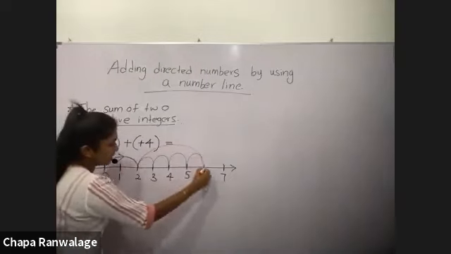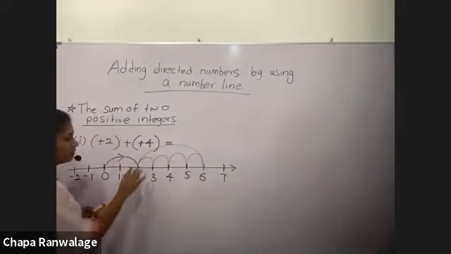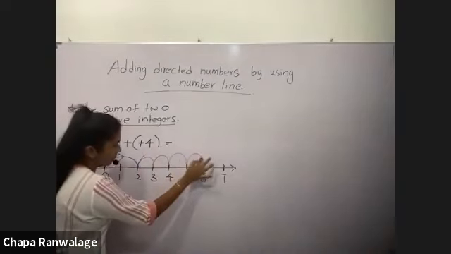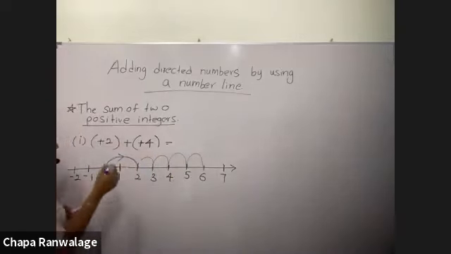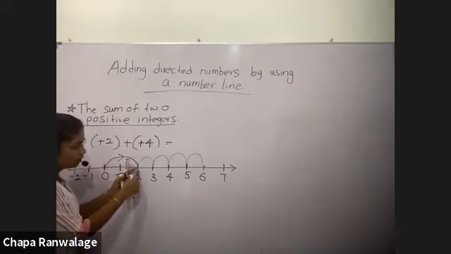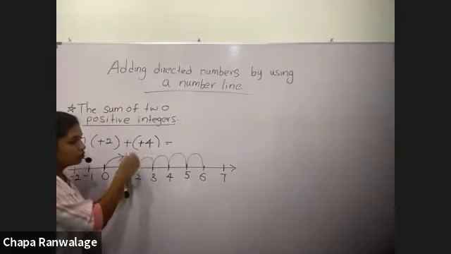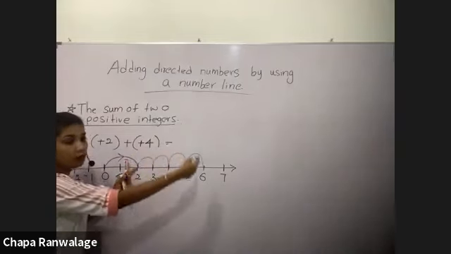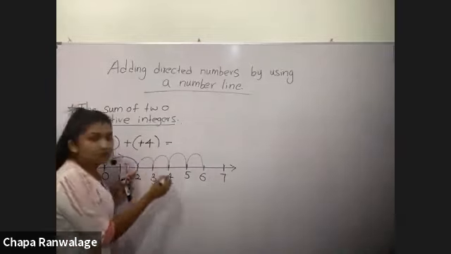Or you can go like this. Now I start from 0 and plus 2. Now I am in here. Now plus 4. Plus 4 means you have to move another 4, not to 4. Forward. Plus 4.